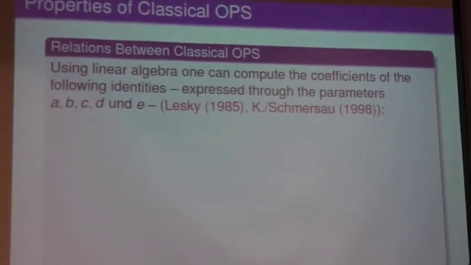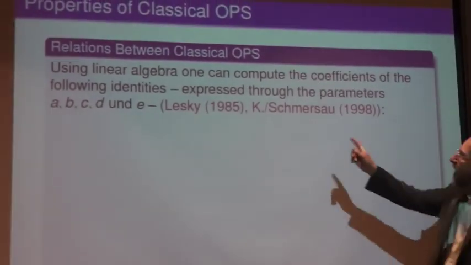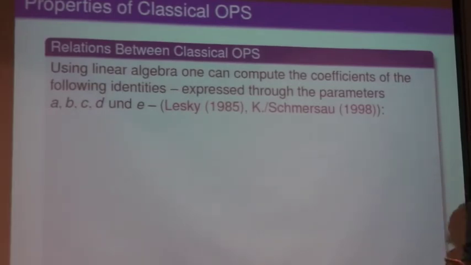Namely, I would like to compute something which was computed in 1985 by Leski without computer algebra, of course. He never in his life used computer algebra, but we will do, yeah. Namely, using linear algebra, one can compute the coefficients of the following identities. Especially, we will be interested in the recurrence equation. This was done by Leski. The other identities were done by me and my colleague Schmerzer in 1998.